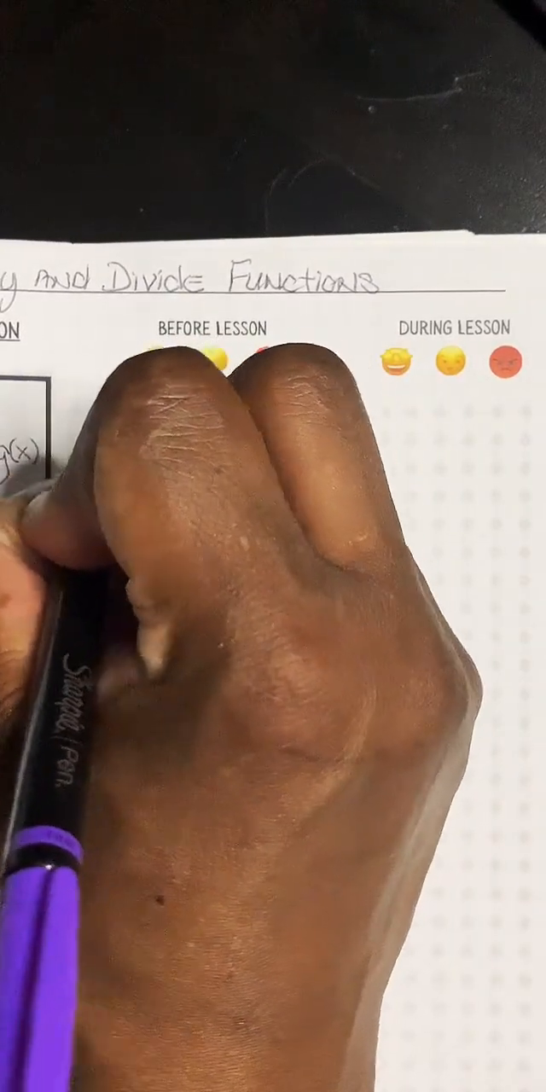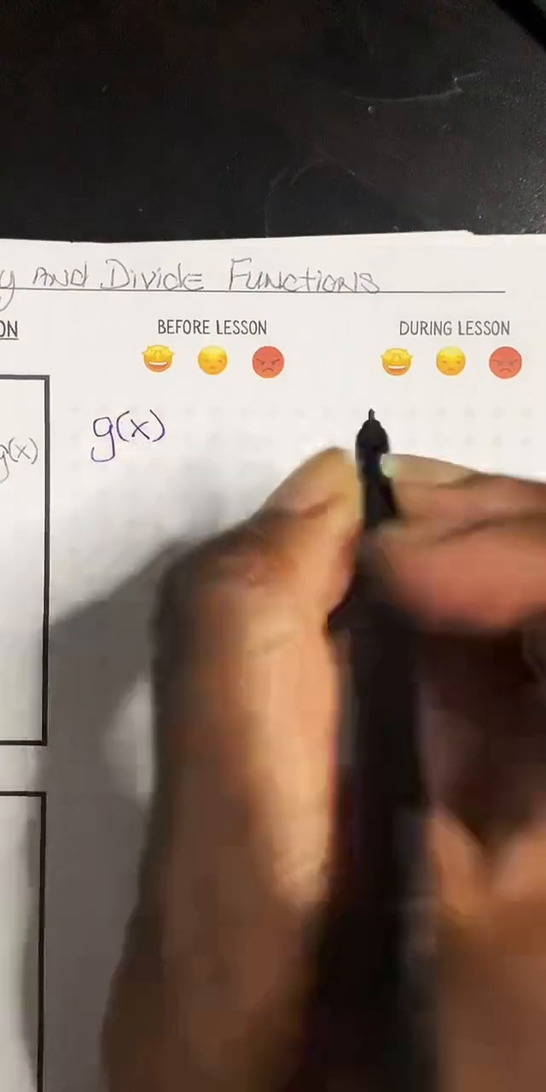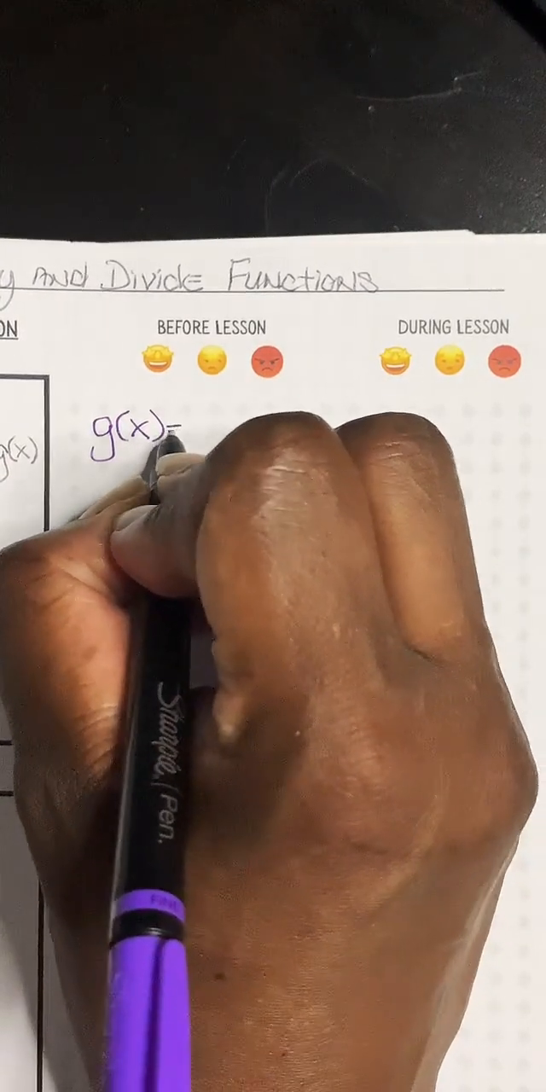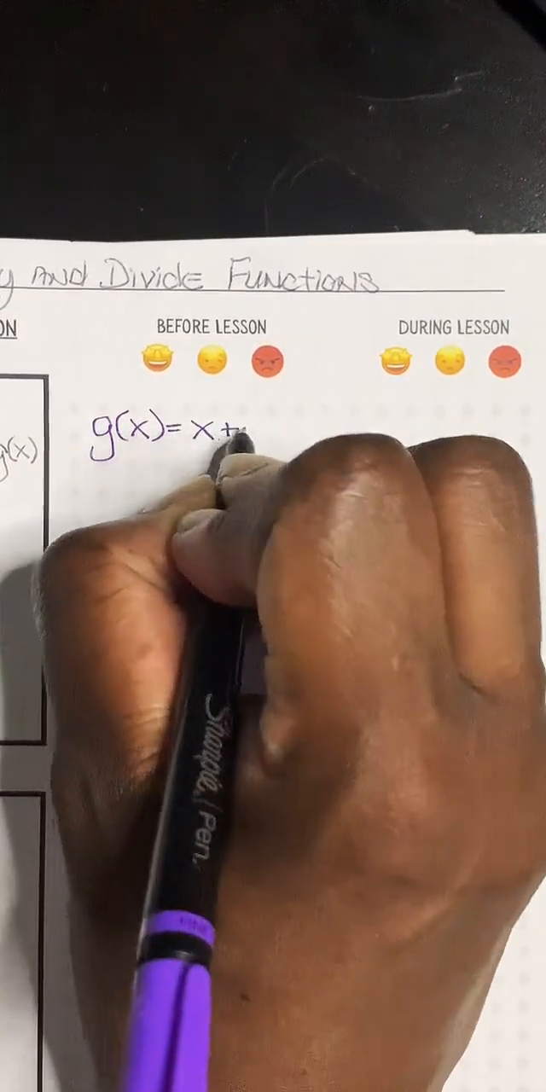We have our g of x, and I know my hand is all over the place, is equal to x plus 3.